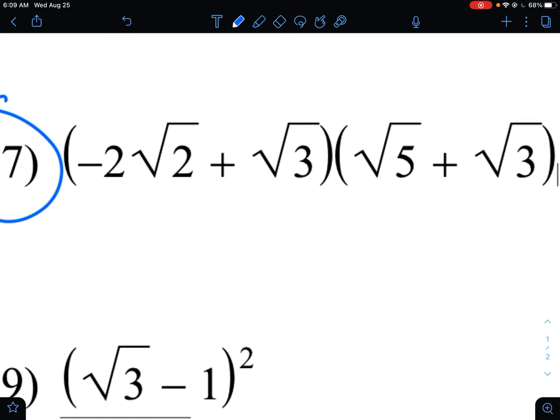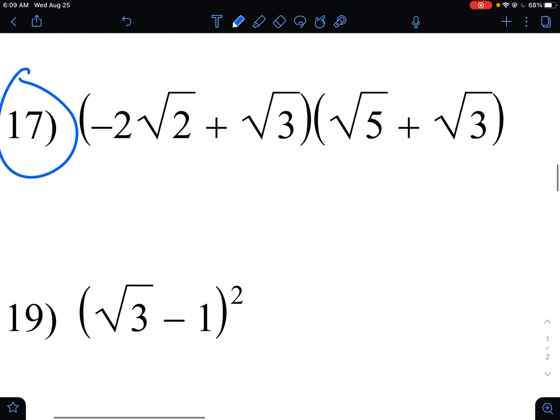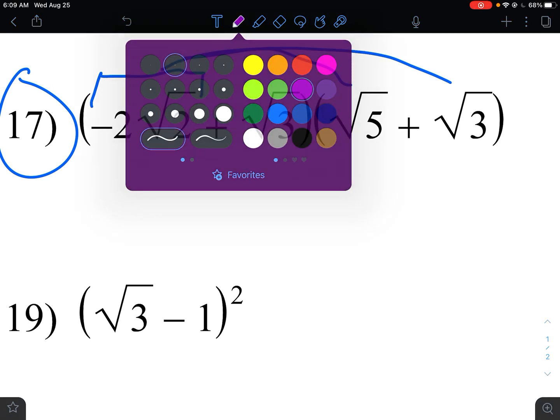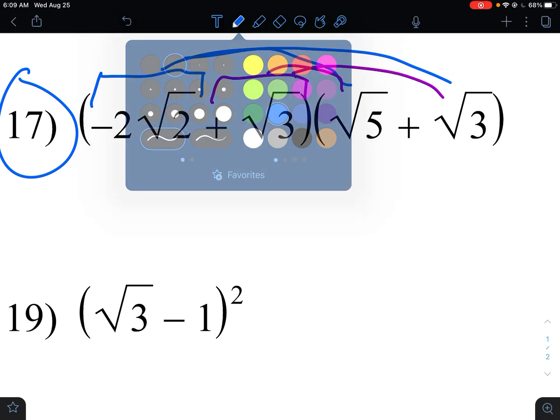And our last one is going to be 17. I'm guessing you're watching this video because you want to see one that has like double distribution, so you can see that. But here we go. We are taking a factor of negative 2 root 2 and timesing by both of these. And then we'll take the factor of positive root 3 and timesing by both of these. So let's go ahead and do that.